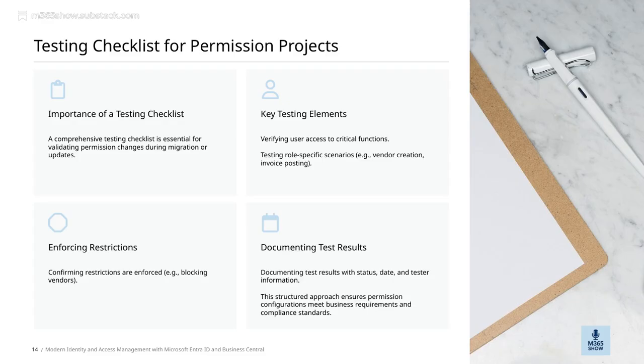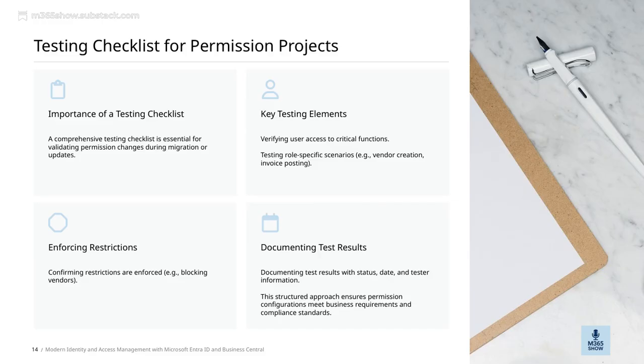On this slide, we're focusing on how to ensure that permission configurations are thoroughly validated before going live. When documenting test results, it's important to include details like the status of each test, the date it was performed, and who conducted it. This structured documentation helps us confirm that restrictions are properly enforced, such as blocking vendors from accessing certain functions. Enforcing restrictions is a critical step.